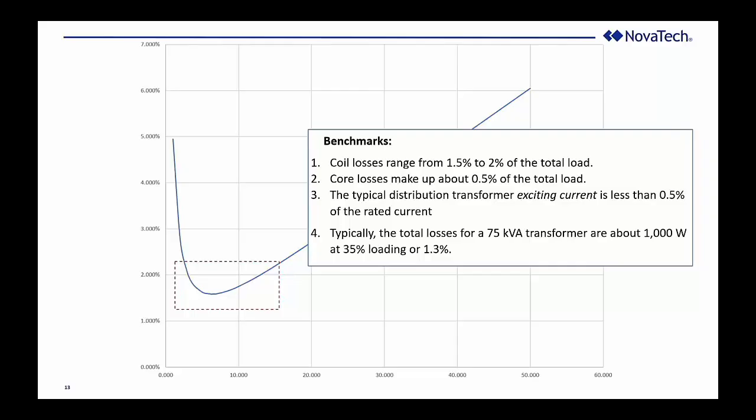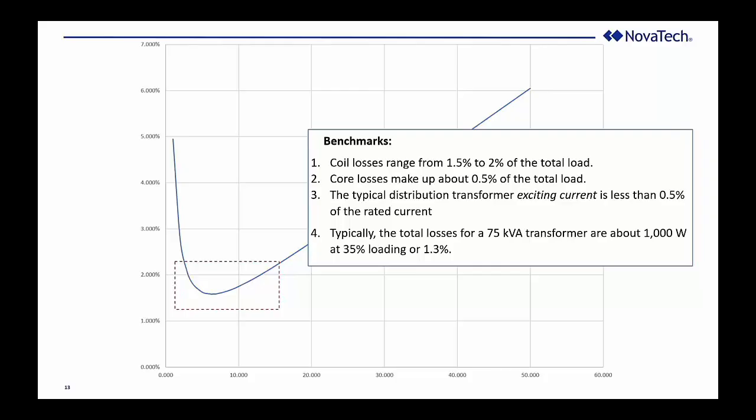Now, putting the percentage in perspective, why are we concerned about something that's as small as 2%? Well, if your meter is rated at 0.2% or 0.1% accuracy, and you've got 2% losses, it's a whole order of magnitude difference between the accuracy of the meter and the contribution of the losses, so it's fairly important.